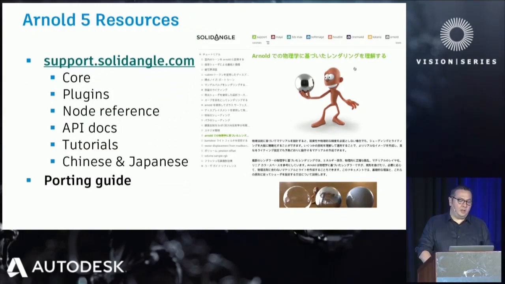There's a few Arnold 5 resources. The main hub for you is going to be support.solidangle.com. You'll have extensive documentation about the core, the plugins, all the nodes, the APIs, some tutorials. And I'm really proud that it's now available in Chinese and Japanese too. And there's a porting guide there.